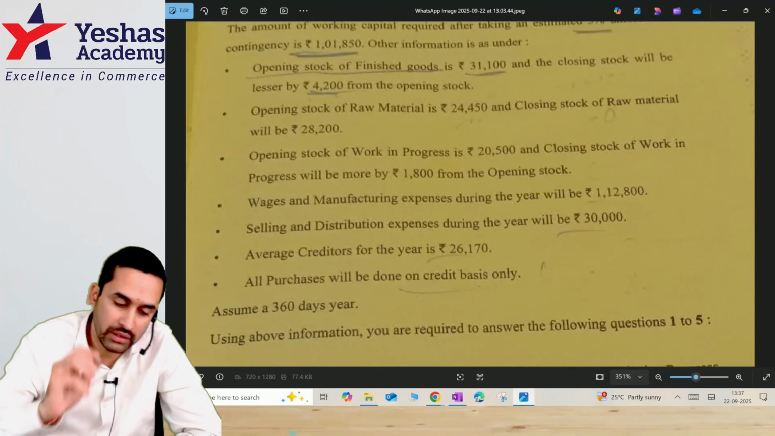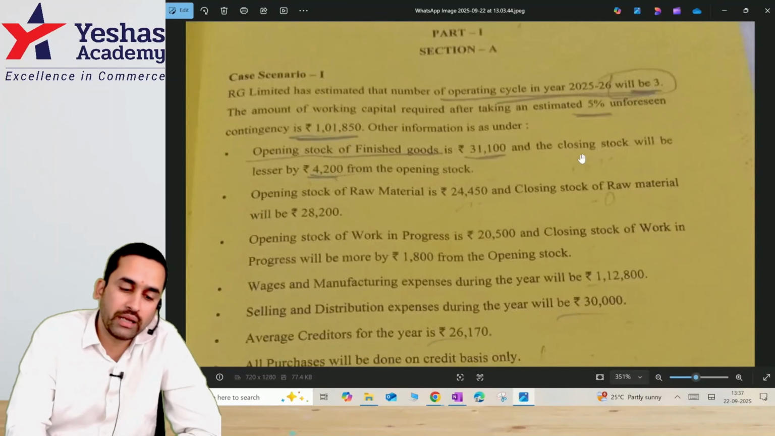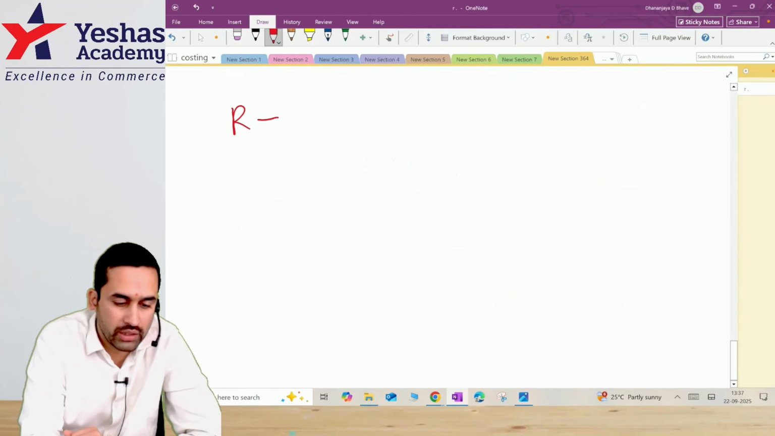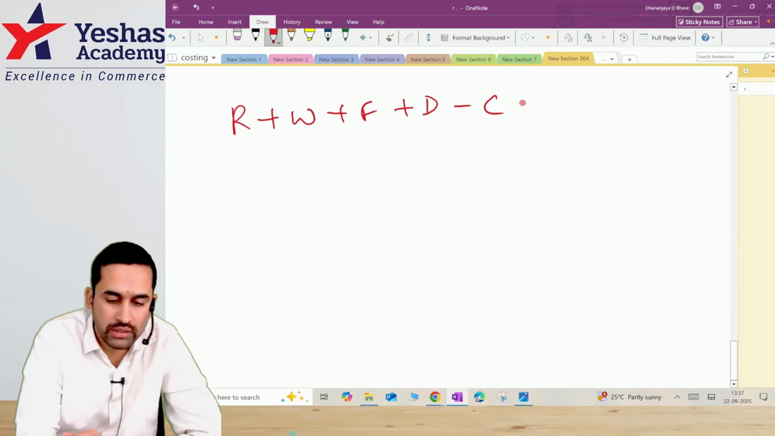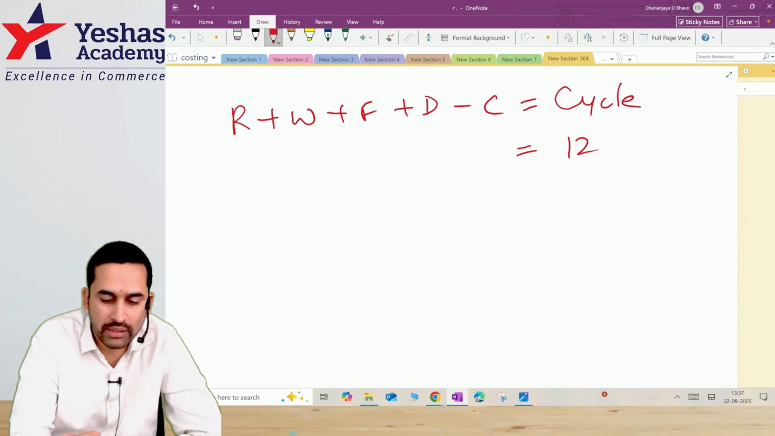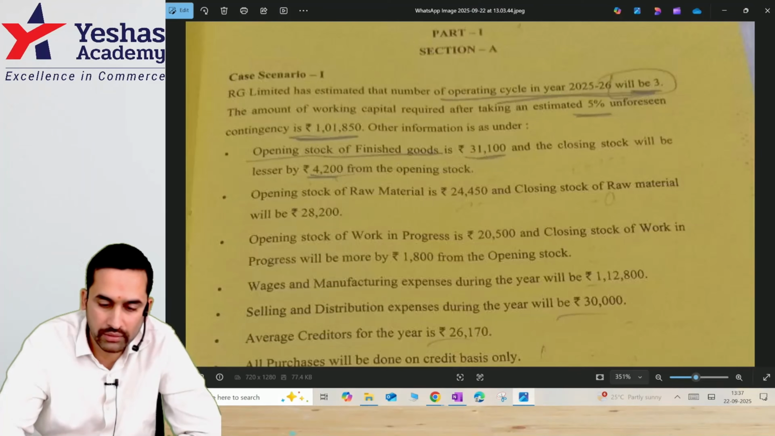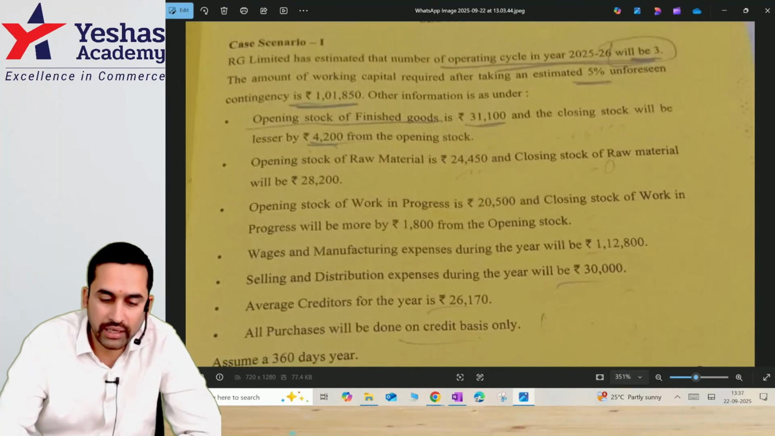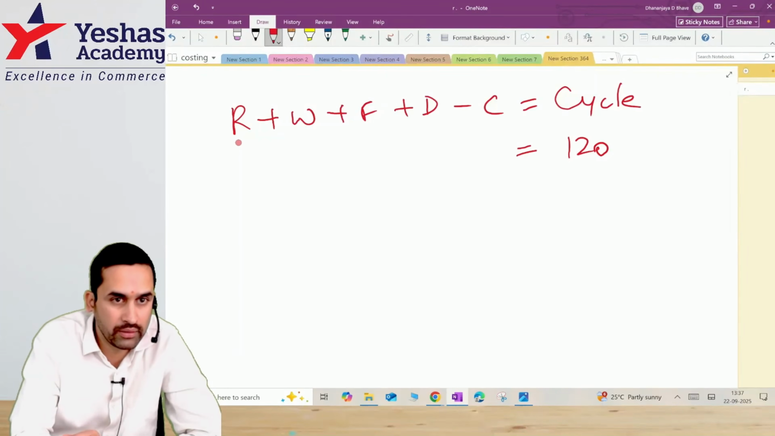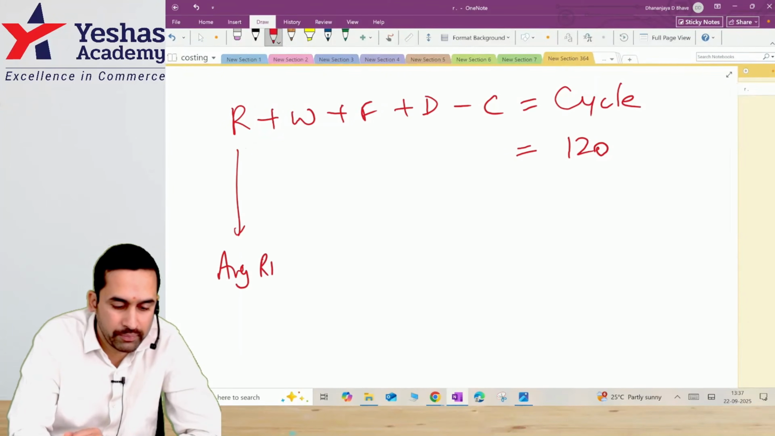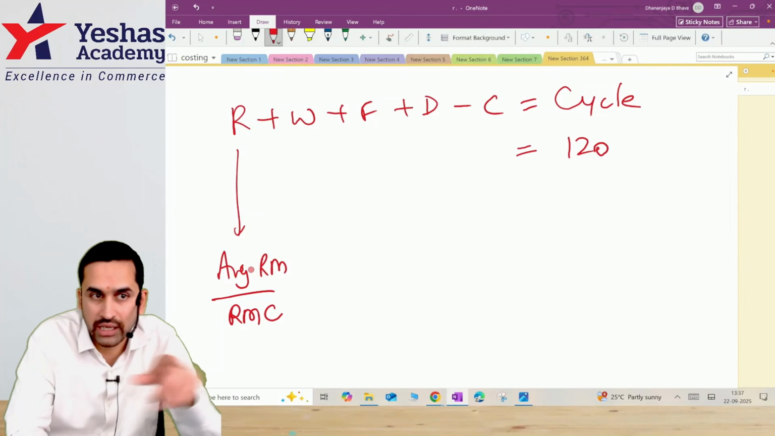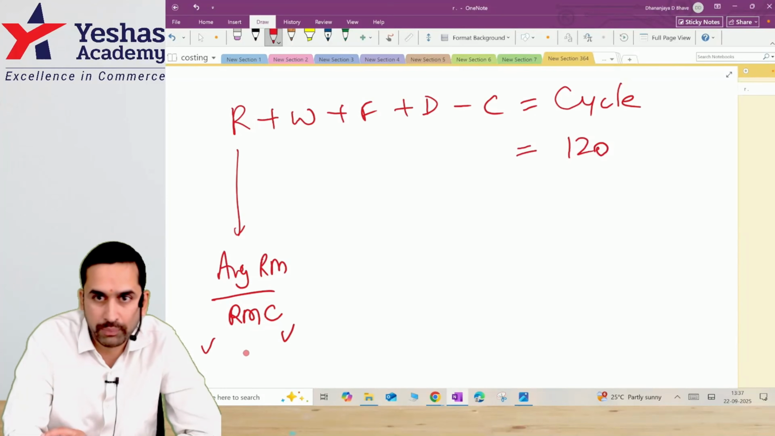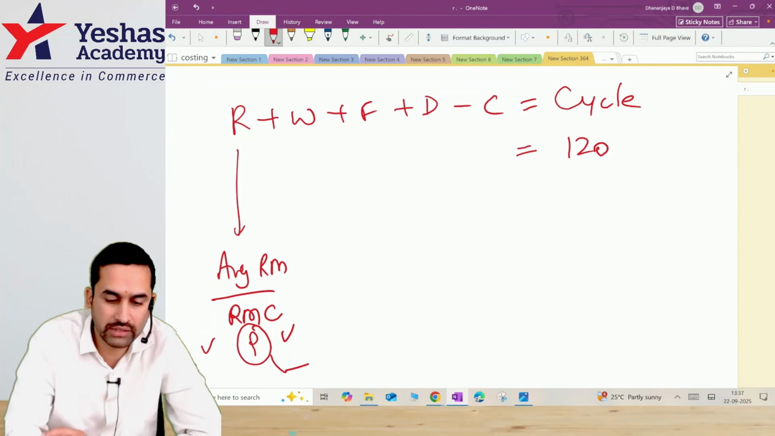Getting it? The better way to solve this is do it as a 10 marks detailed working question. Start in this style. This is how you want. R, W, F, D, C is equal to 1 cycle period. And this number came to 120. You know how I got 120? 3 and they have done 360 by 3. And then I need 1 by 1. For each of this, I have to do the formula. For this, I need average RM by RM consumption. Now, average RM was there in the adjustment. For our RM consumption, opening and closing is there. Only purchase you have to find out. If you don't know, keep it pending. This purchase will come when you do creditor.